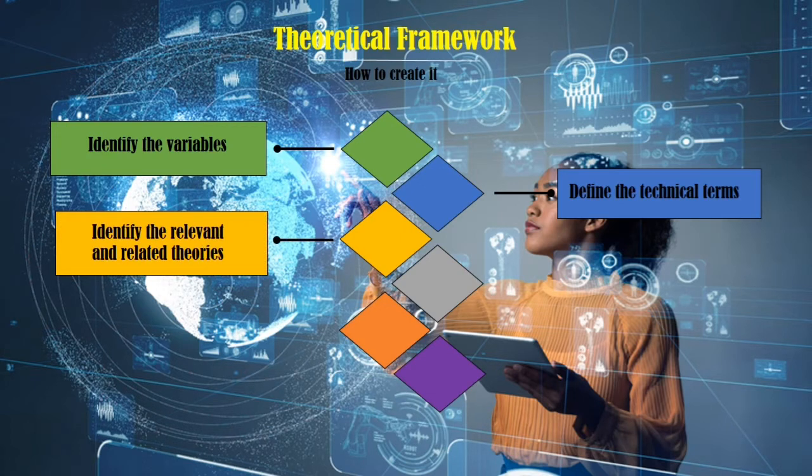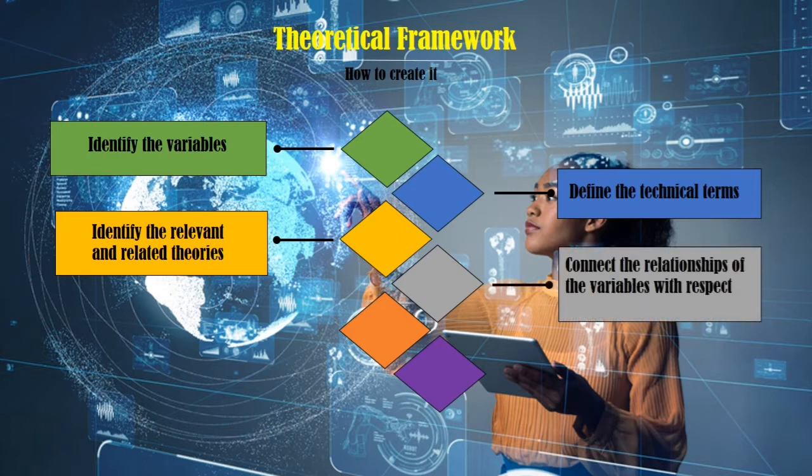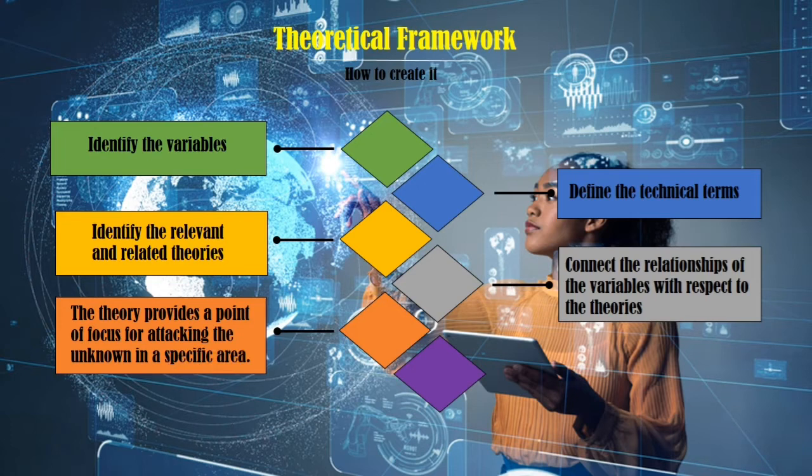Next, you have to identify the relevant and related theories. That's why you need to consult literature and studies for you to identify some relevant and related theories that you can use in writing your theoretical framework. Then another is in creating your theoretical framework, you have to connect relationships of variables with respect to theories found in your literature and studies. The next, the theory also provides a point of focus for you as a researcher to attack some unknown in a specific area in your research.